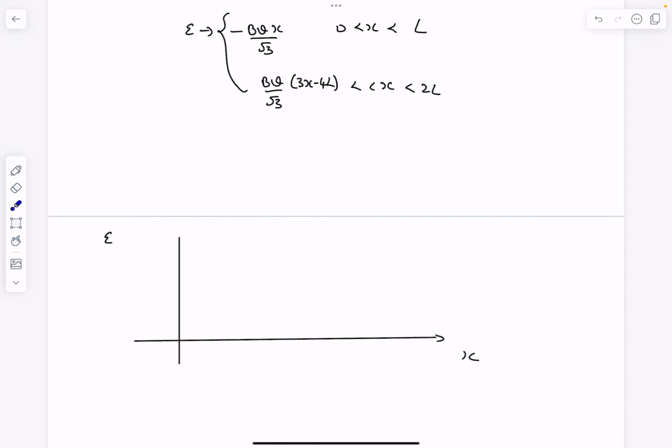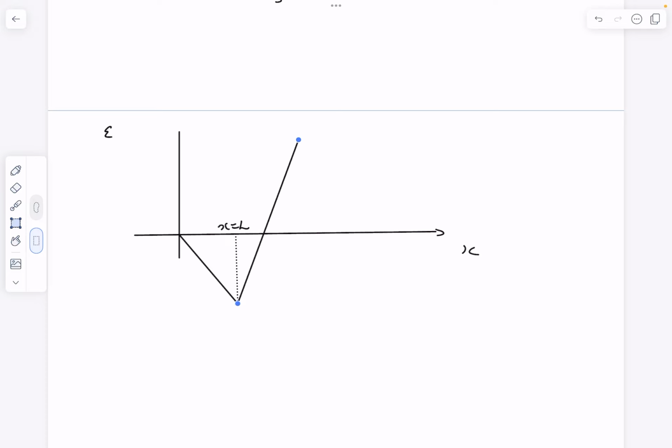So the EMF from 0 to L is a straight line with a slope of minus BV by root 3. So this is still x equals L. And after x equals L, we have a straight line with a positive slope. If you observe, the slope is 3 BV by root 3, which is actually 3 times the slope of the first line. So the second line will be more vertical than the first line, and it will look something like this. And this will happen till x equals 2L, and after x equals 2L, obviously the EMF will be 0. So this is the curve for EMF versus x.